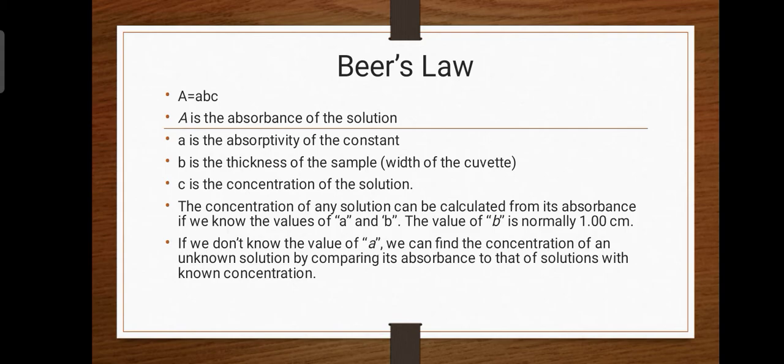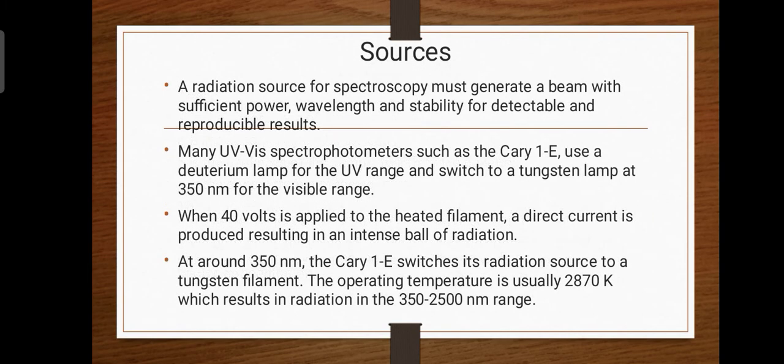So the sources. A radiation source for spectroscopy must generate a beam with sufficient power, wavelength range, and stability for detectable and reproducible results. Many UV-Vis spectrophotometers, such as the Cary 1E, use a deuterium lamp for the UV range and switch to a tungsten filament lamp at 350 nanometers for the visible range.